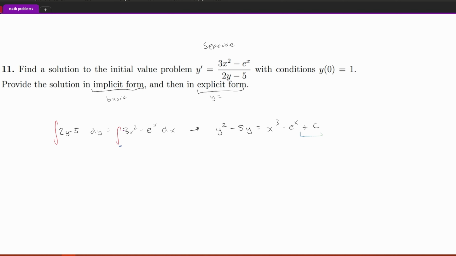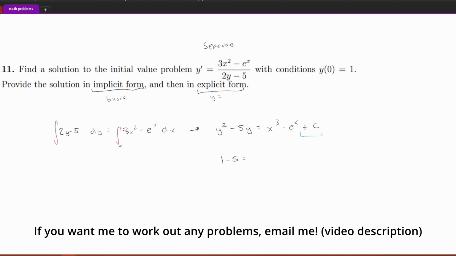And to do that, we are going to use the given condition. So we know y is 1. So we'll have 1 minus 5, and this is going to be equal to 0 minus e to the 0, and that's just going to give us a 1, because anything e to the 0 is just 1. So we'll just mark this as 1 here, plus c. So from here, we add 1 to both sides. That's going to give us a 2. So we'll have negative 3 is equal to c.